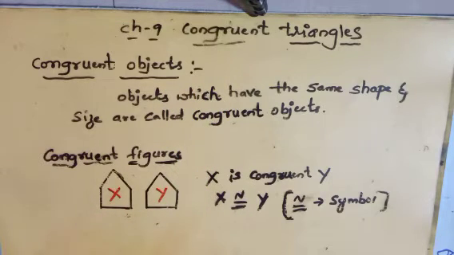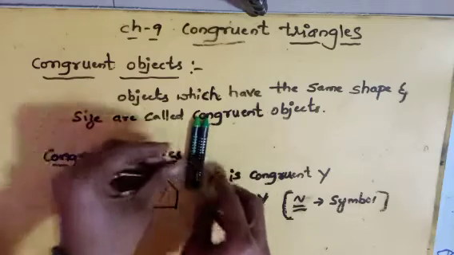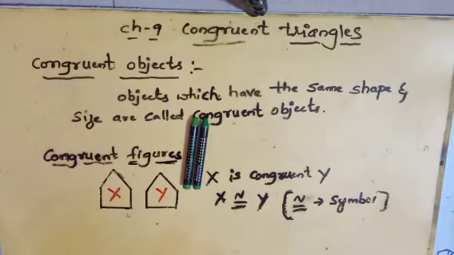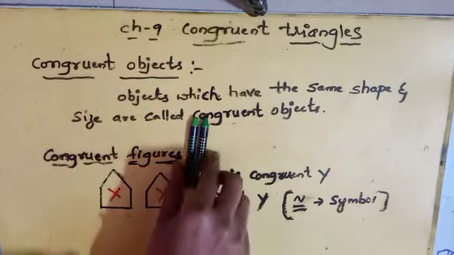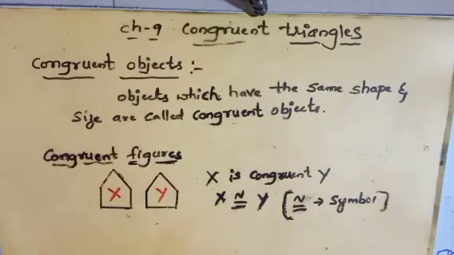See, we can see that I have taken two crayon pencils. They have the same shape and size, that's why they are also called congruent objects. These two objects are called congruent objects. Next let us take the example of books.